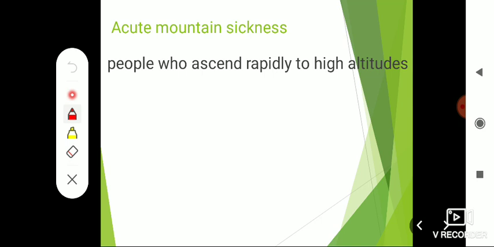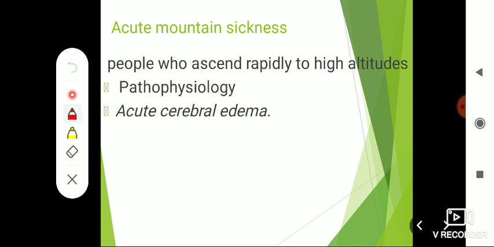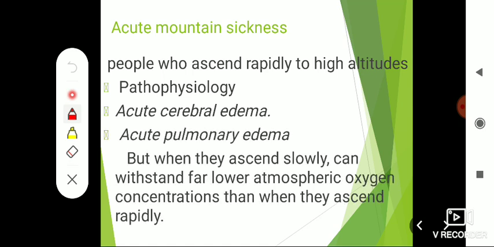Some people who go fast to the mountain develop acute mountain sickness. People who ascend rapidly to high altitude get acute cerebral edema and acute pulmonary edema. But when they ascend slowly, they can withstand low atmospheric oxygen concentration better than when they ascend rapidly. So it is always advisable when you are going to a mountain to go slowly so that you can adapt. That is called acclimatization.